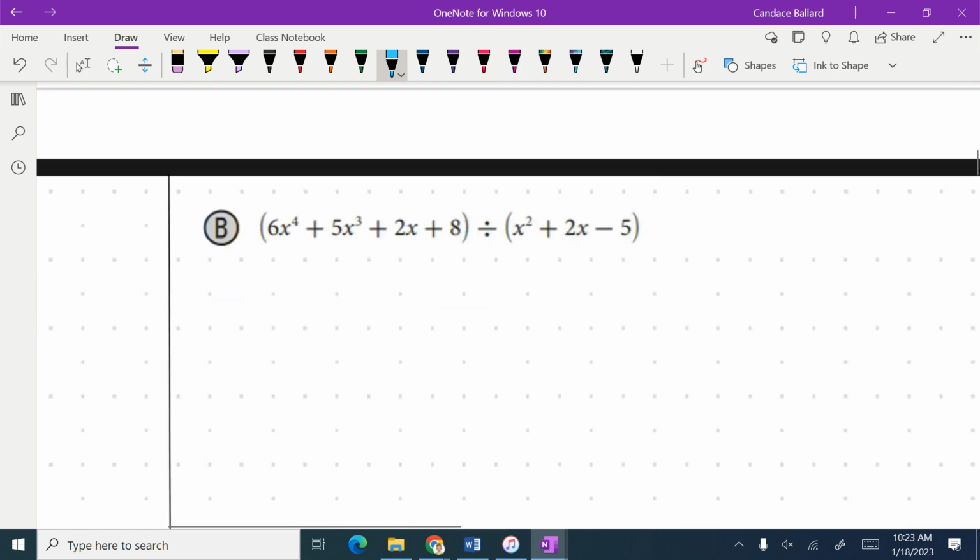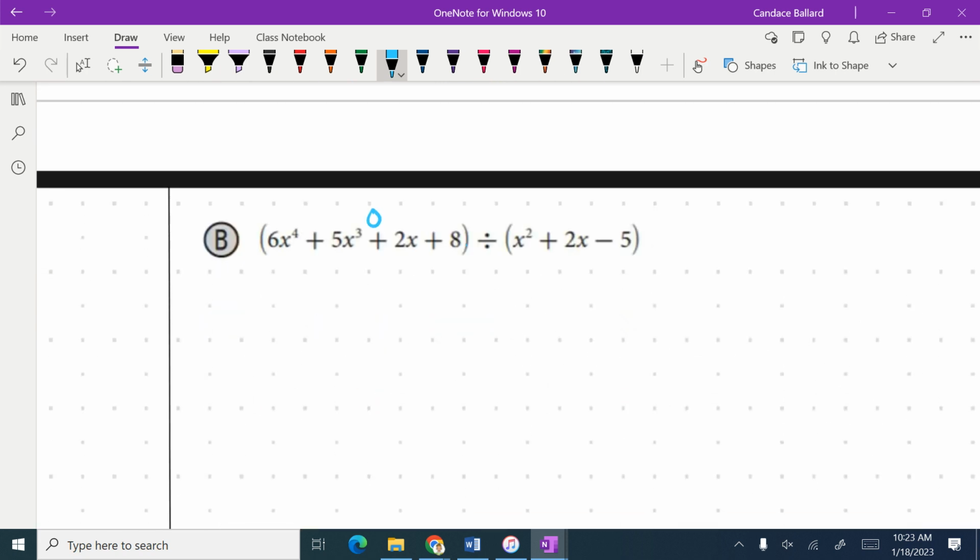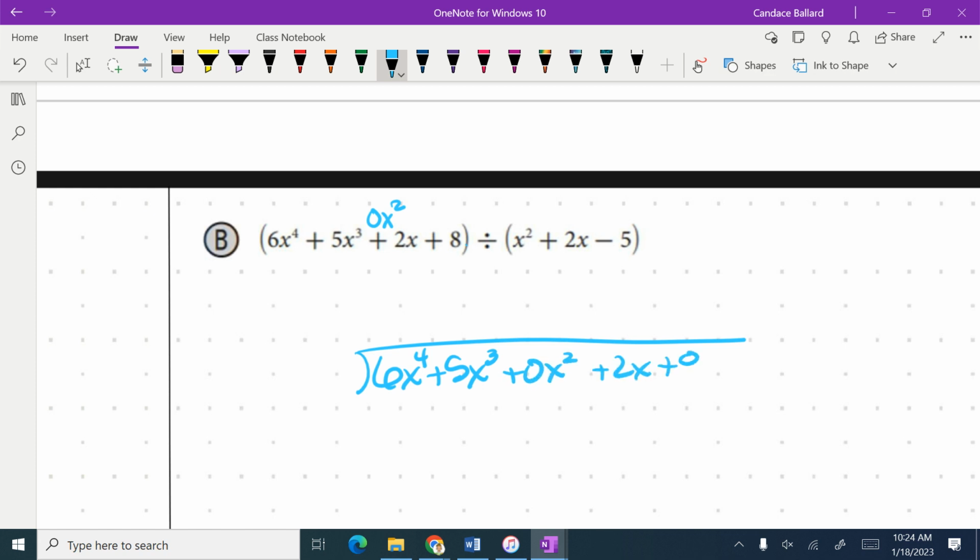So sometimes before I write it out, if I notice one that's skipping, I'll just put 0, whatever it is, x squared. I have to take it into account. You'll see why here in just a second once we get this one going. So underneath my division sign is the one with the higher exponent, the ones in front of the old school division sign. 6x to the 4th plus 5x cubed plus 0x squared plus 2x plus 8. And then on the outside, we're putting x squared plus 2x minus 5.